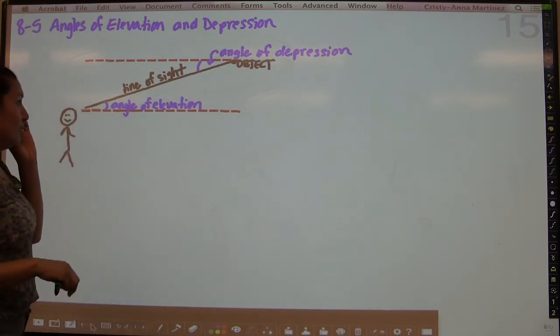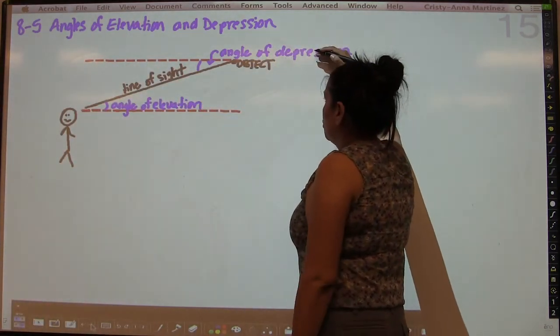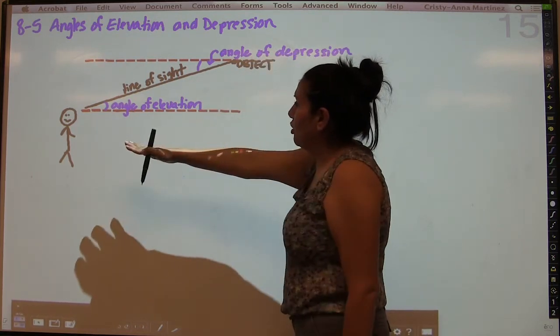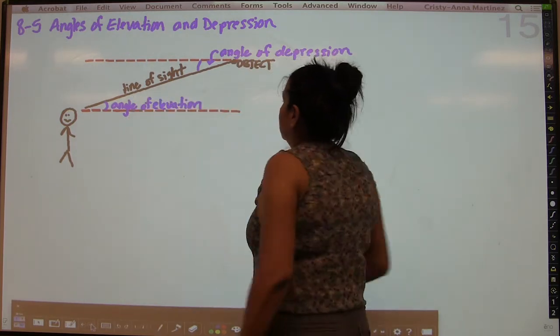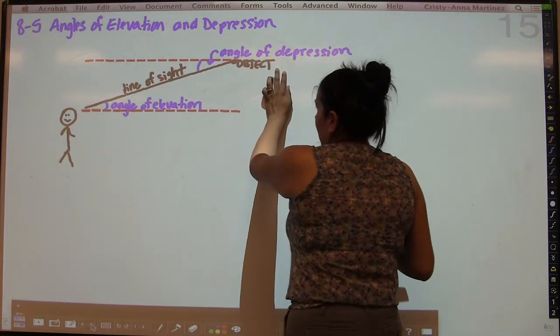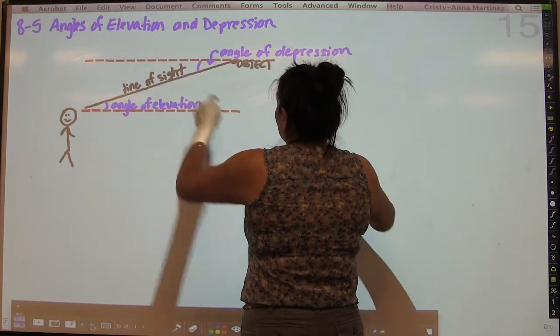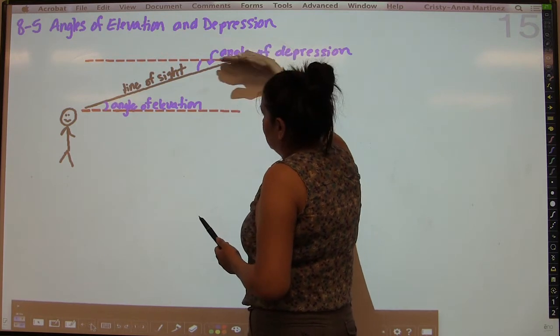Okay, so then the angle of depression is basically, depression means you're looking down. So suppose that instead of being down here, you were standing up here, and then you were looking down towards the person. So here's the object, and here's the horizontal line again, and then the line of sight, and this time it's an angle of depression because you're looking from above below, so it's down.